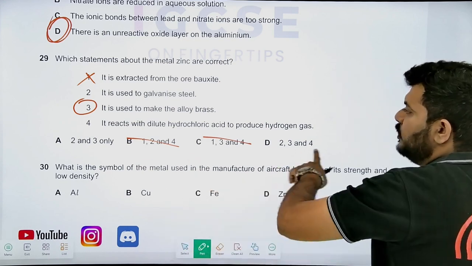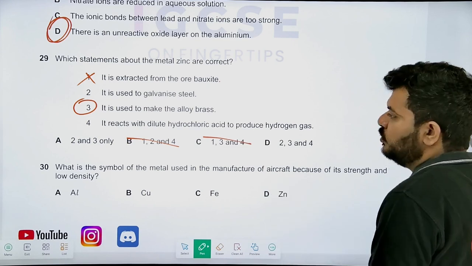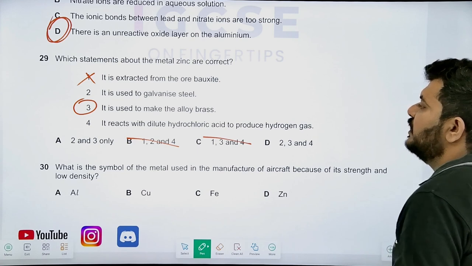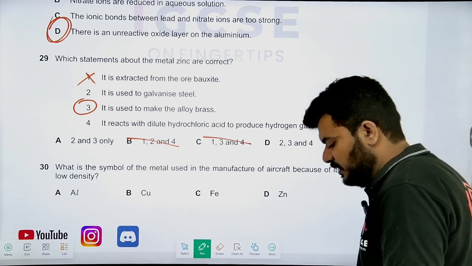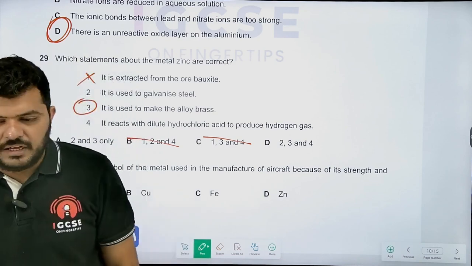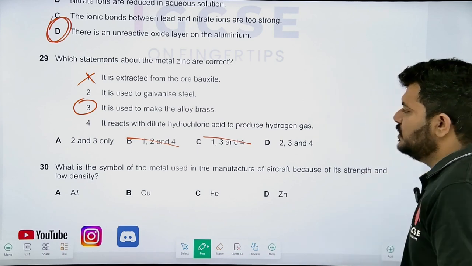The options are 2 and 3 only, or 2, 3 and 4. So I don't even need to check 2. I think I only need to check the fourth statement. Is zinc above hydrogen in the reactivity series? I think zinc reacts with acid to give hydrogen.